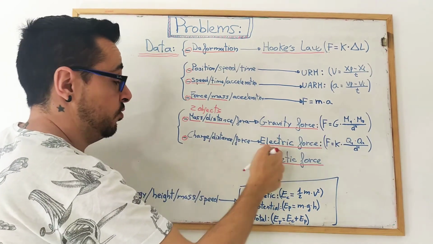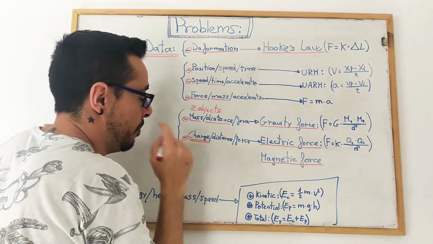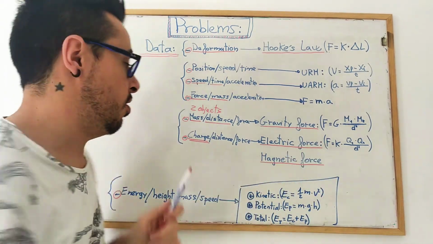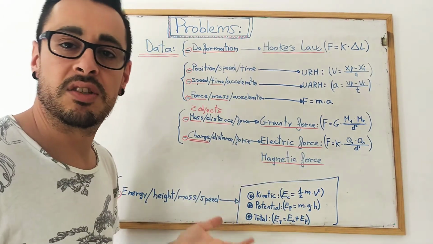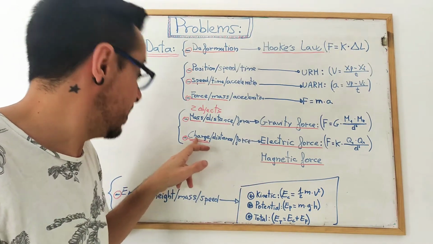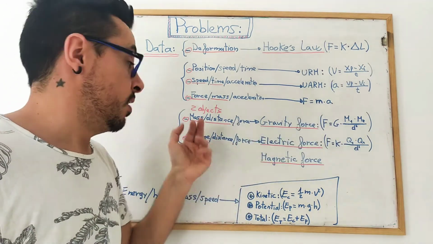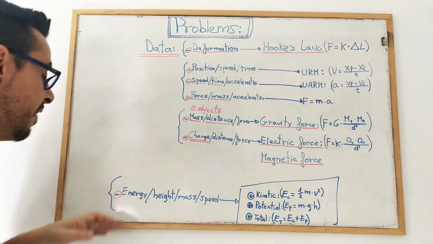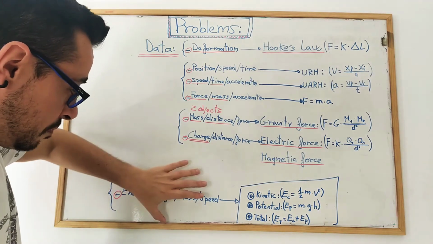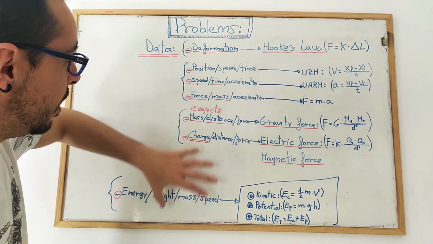In this one, the electric force, if it gives you the charge of a particle, it's this one, obviously. Maybe the data are going to be distance and force, but you have to take into account that if the problem is giving you the charge of a particle, obviously it's this one. And finally, for energy, how to not mistake this one from this one?